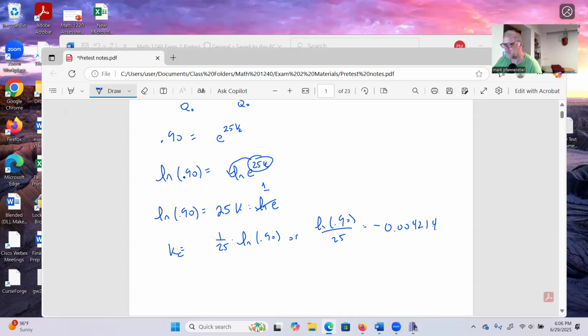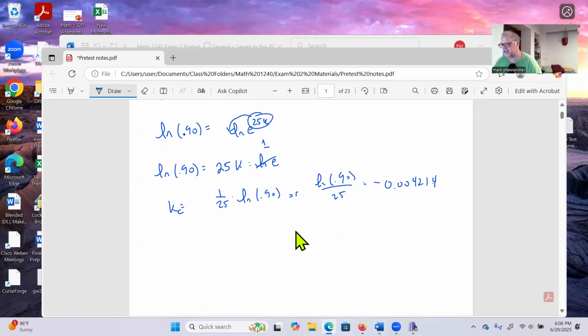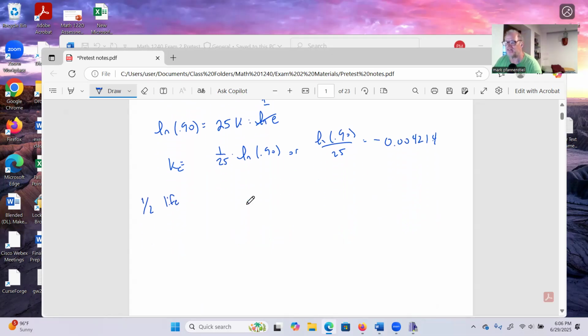So we have 1, 2, 3, 4 significant figures as we do this. Okay. Now we need to know the half-life. So stage 1 is complete. We know the k. Now we have to figure out a time. So now part B, half-life. Okay. The half-life is when half of it is left.